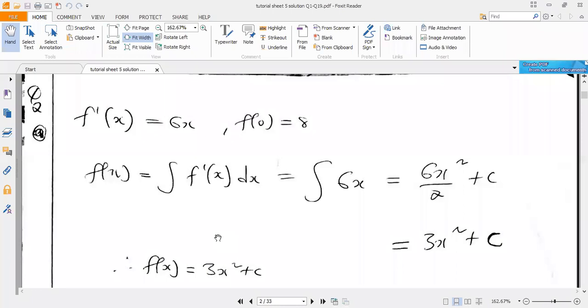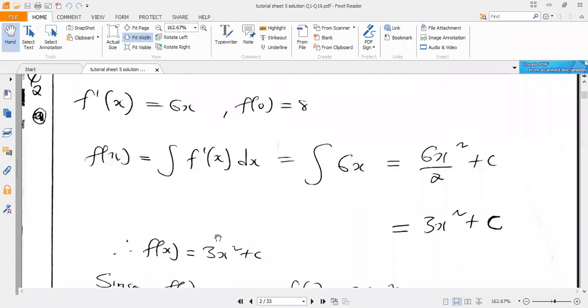So now, what is our constant c? We've been given that f of 0 is equal to 8. So we are simply going to put 0 here, meaning we'll replace x with 0 wherever there is x. Then we equate it to 8 because we've been told that f of 0 is equal to 8. So whatever we're going to get, we equate it to 8 and solve for c.